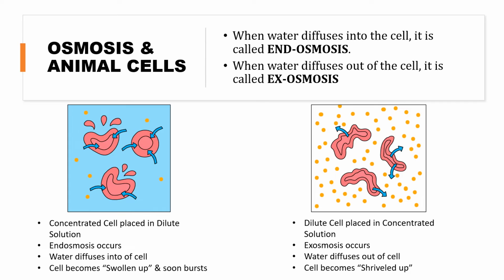As more and more water enters the cell, it swells. The cell membrane stretches to its maximum, but when the strain is too much, the cell eventually bursts. When a dilute cell is placed in a concentrated solution, exosmosis occurs. This is the opposite of endosmosis, so water diffuses out of the cell. Soon, a lot of water diffuses out of the cell and the cell becomes shriveled.